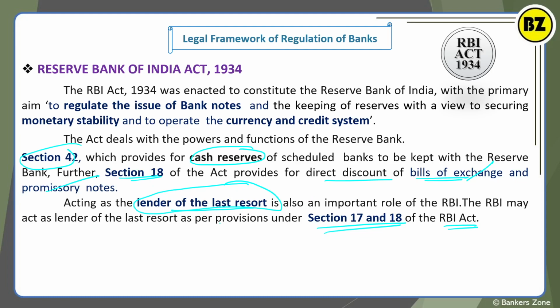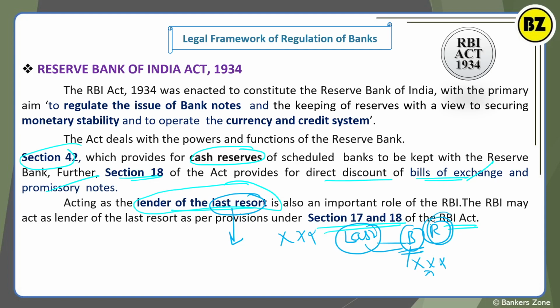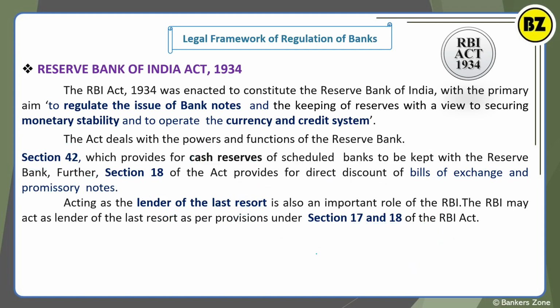Okay. Now here you have to understand what you mean by last resort. Last resort means if all options are closed, only the last option remains. So at that time the bank will be helped by the RBI. First the bank will try all the options. And if any bank is not able to resolve the issue, lastly they will go to the RBI. Okay, and the RBI will act as a lender of last resort. That means the RBI will provide some help to them, by way of loan.